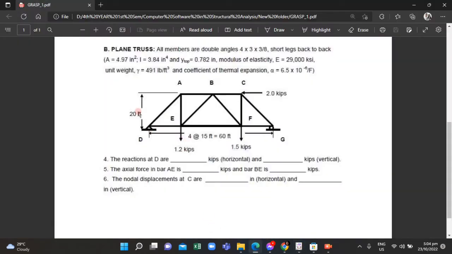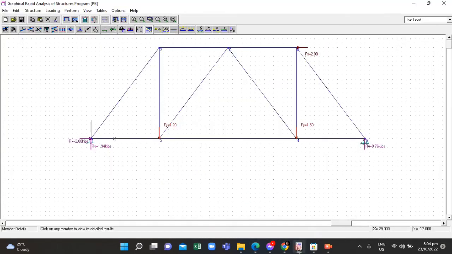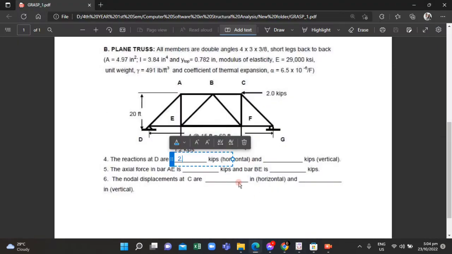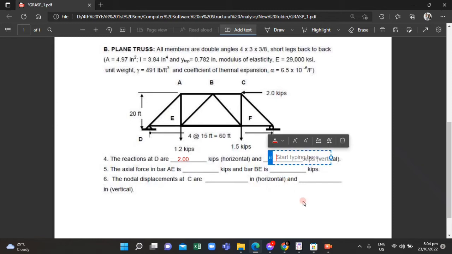So we just have to give an input here. The horizontal is 2 kips, 0.00. Let's put a red color in it. And then our vertical reaction here is 1.94 kips.